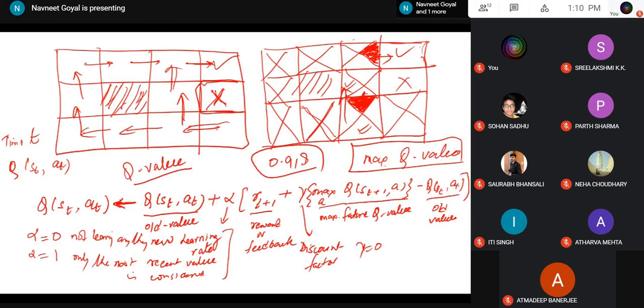Gamma is equal to 1 means long-term high reward will be prioritized. So I'll not worry too much about whether I am losing a box right now, right? But if I take gamma to be very high, that is almost close to 1, then it says that you are trying to prioritize your long-term reward. All right. So this is what it does, right?